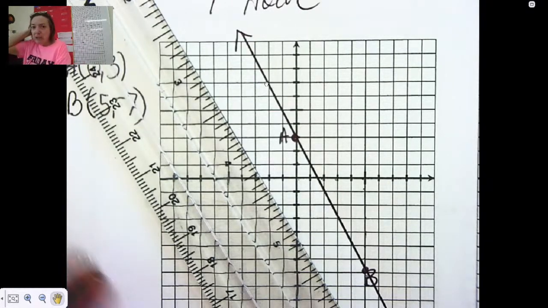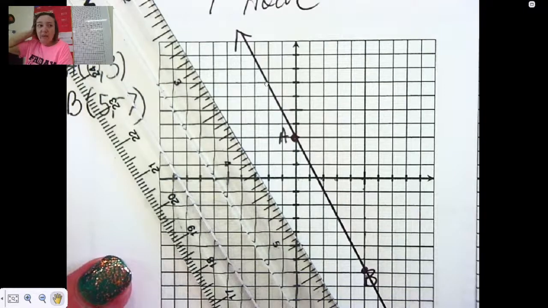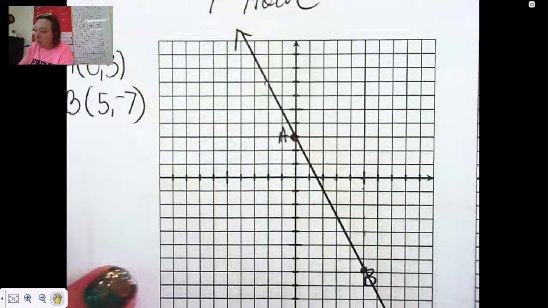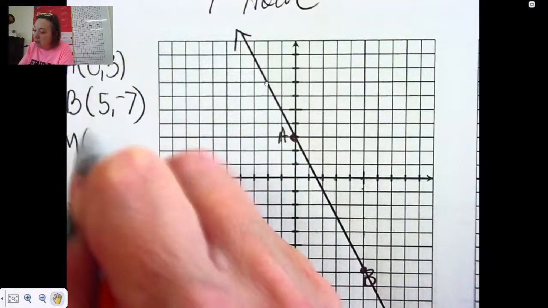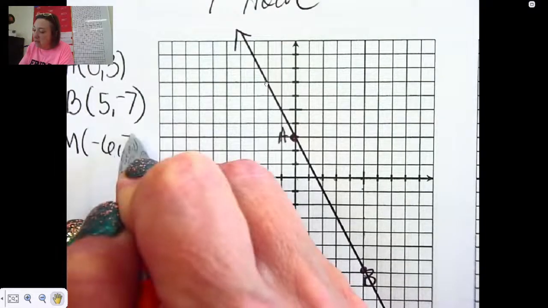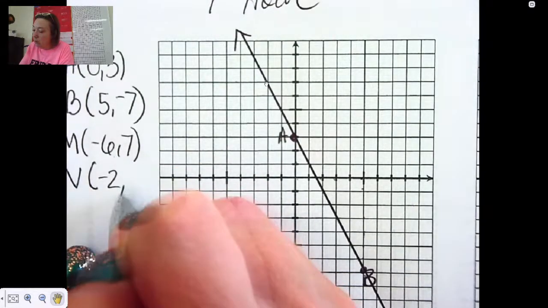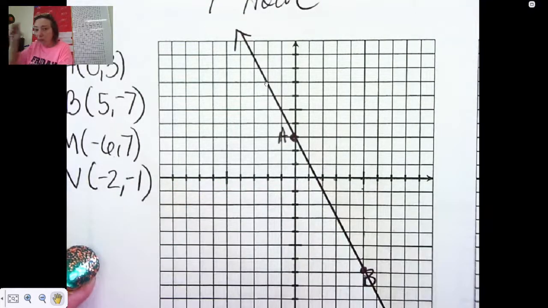Don't tell me. Okay, so that's line AB. You got that line AB drawn on your graph paper? So you should have your graph paper in front of you because you're going to be drawing a line AB. You're going to be drawing some lines here. And then we're going to draw line MN. So MN, M is negative 6, 7. And N is negative 2, negative 1. So we're going to draw that one.